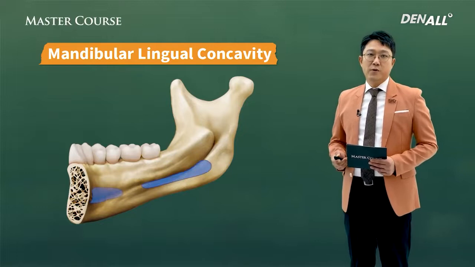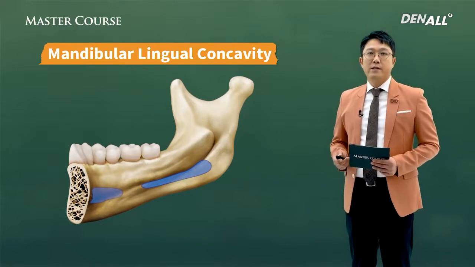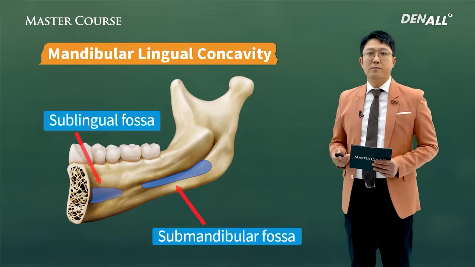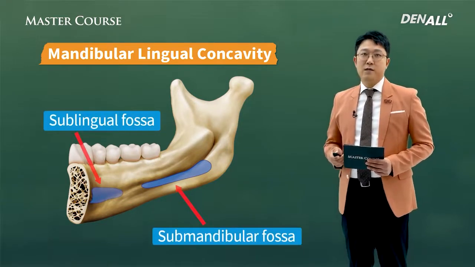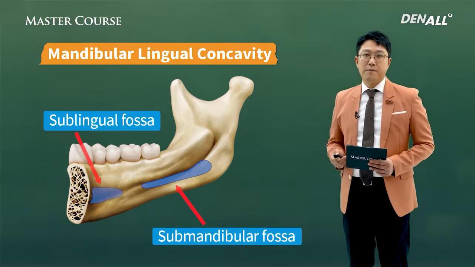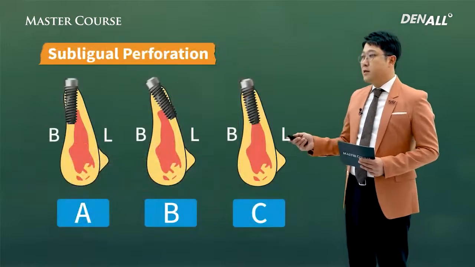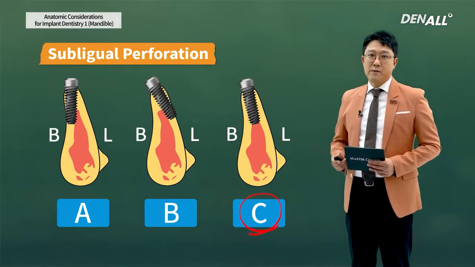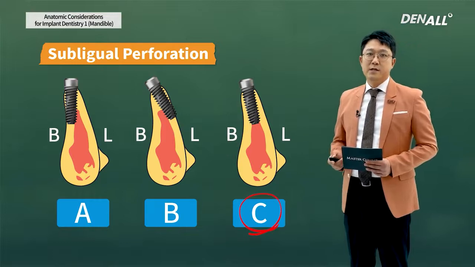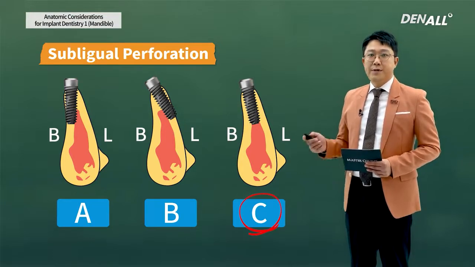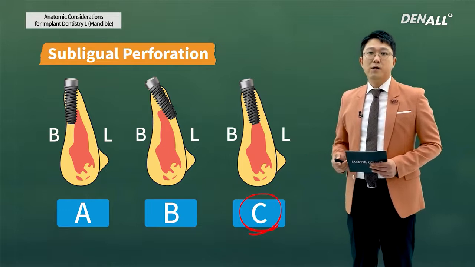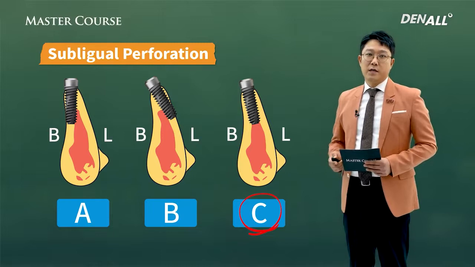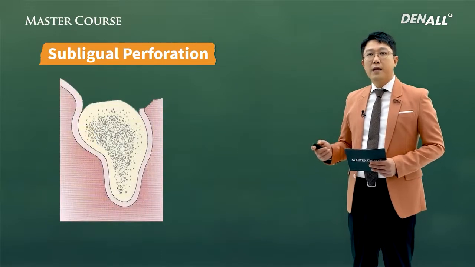Mandibular lingual concavity. On the lingual side of the mandible, as discussed before, the submandibular gland and sublingual gland run in this fossa. The implant is placed very well in C. However, if they are placed in A or B, in the case of B, it is too buccally inclined, then perforation can occur on the lingual side.